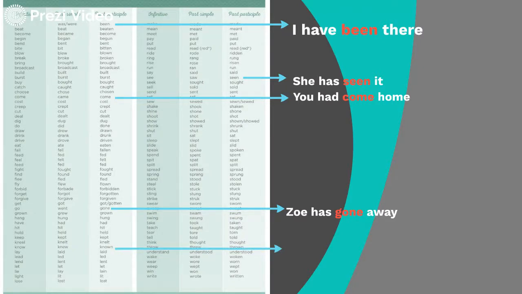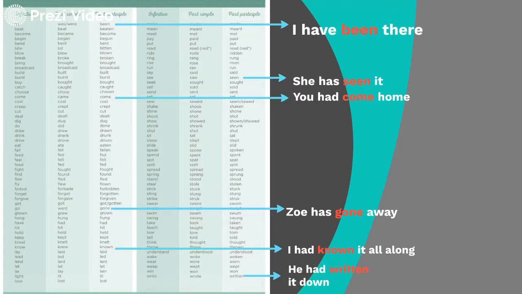Know in the past simple is knew. Not he had knew it, but he knew it all along versus he had known it all along, or I had known it all along. And then finally, another one that sticks out is write, which in the past simple is wrote, but in the past participle is written. He had written it down.